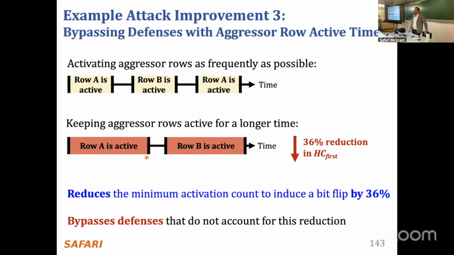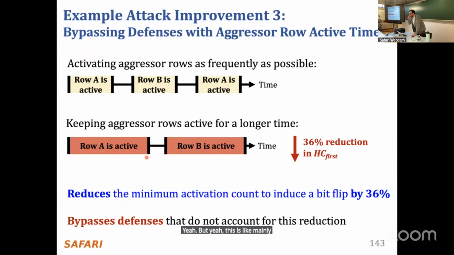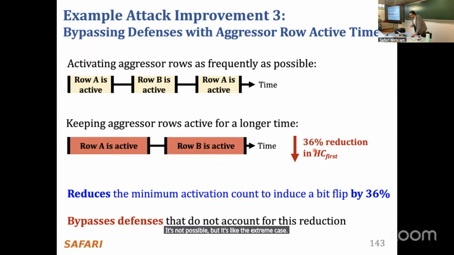I guess it's about the time that a hacker will come up with, oh, I use RowPress to do this. Yeah, but this is mainly a result of a lot of research. So the essential thing is that you can reduce the activation count quite a bit. If you go to RowPress, you can reduce it down to like one activation if you wait for milliseconds. It's not possible, but it's the extreme case. But you can actually reduce it by an order of magnitude in realistic cases. And if your deployed mitigation mechanism does not account for this kind of phenomenon, then it's configured for the wrong threshold, basically. So you can bypass it and induce bit flips.